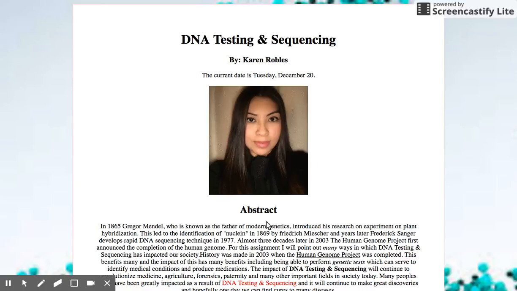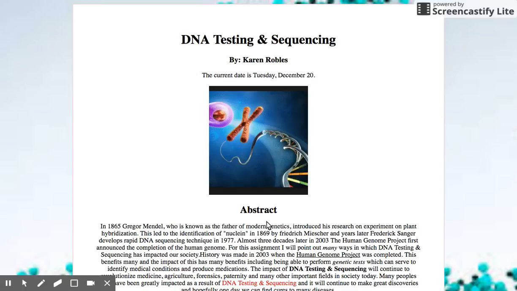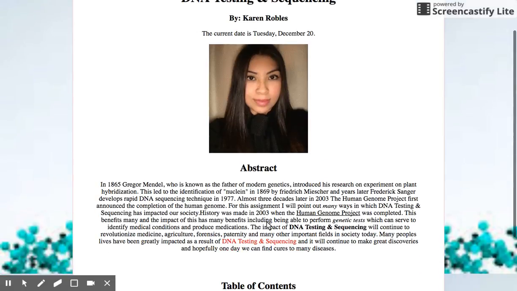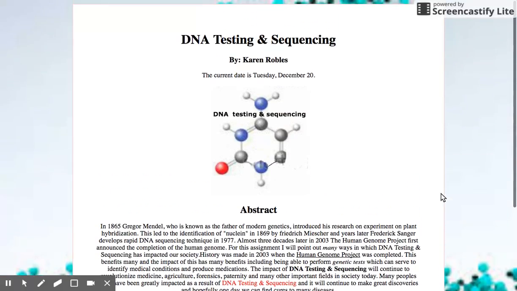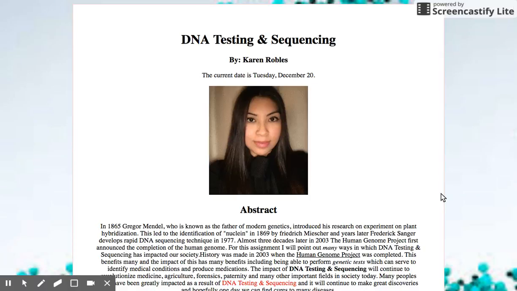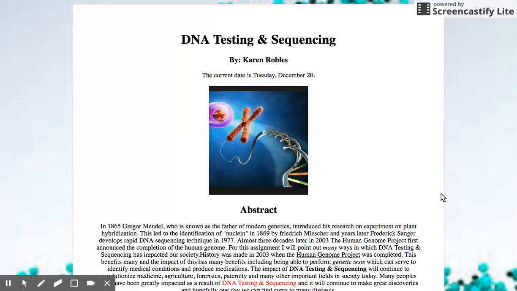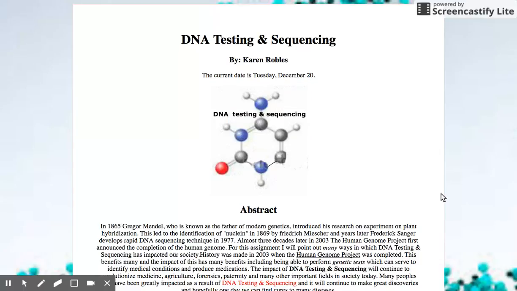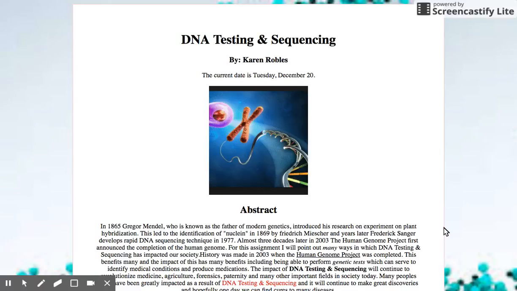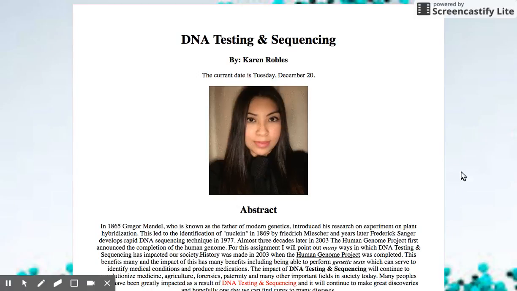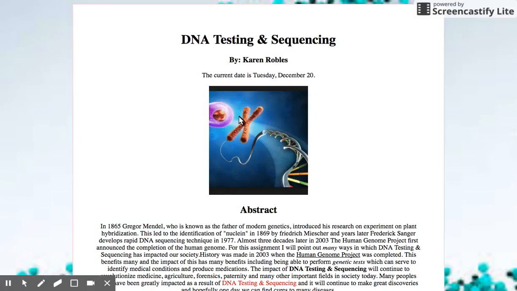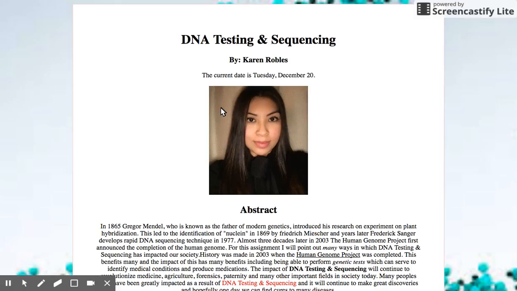Today I'll be discussing the impacts of DNA testing and sequencing. For my webpage, I used HTML code as well as CSS in order for me to style my page and be able to make it look unique. For my banner, I used Pixlr Editor, used layers to be able to reduce the size, and add text as well to some of these pictures here that I have.